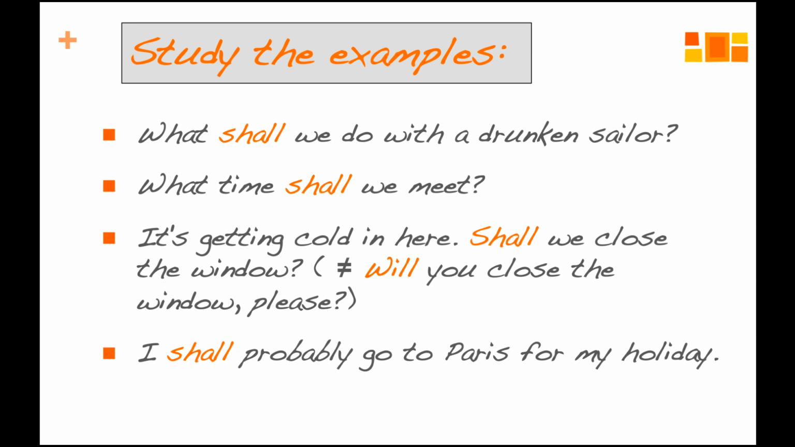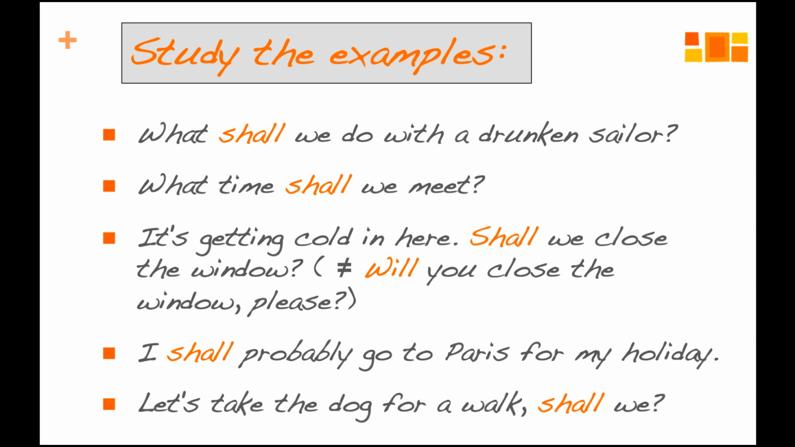Another typical example for shall is I shall probably go to Paris for my holiday. And we typically use shall in sentences or in questions like let's take the dog for a walk, shall we? So typical examples for shall: what shall we do with the drunken sailor? What time shall we meet? It's getting cold in here. Shall we close the window? I shall probably go to Paris for my holiday, and let's take the dog for a walk, shall we?